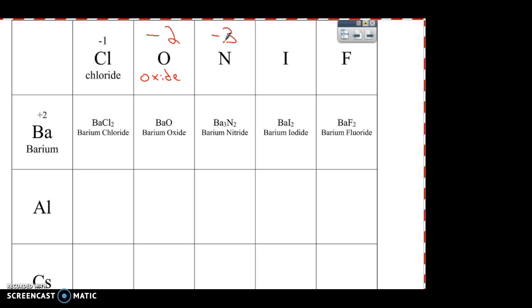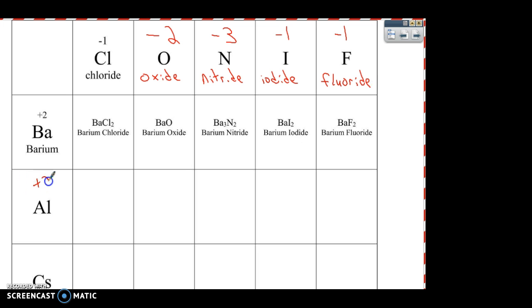So oxygen becomes oxide. Nitrogen becomes nitride. Iodine becomes iodide. And fluorine becomes fluoride. The positively charged ions, the cations, you do not change the endings of those. So they tend to be the metals. You just write their name how it is off the periodic table. So aluminum has a +3 oxidation number, and you just write the name as aluminum.